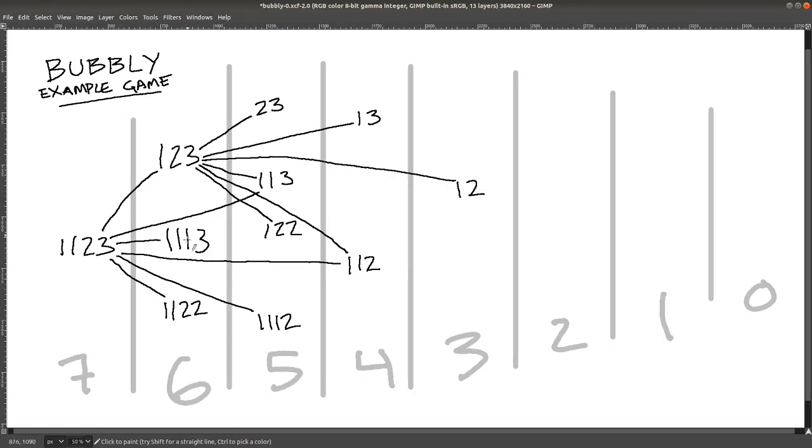Okay. Now, this one, if you remove 1 bubble, there's 3 ways you can do that to get to 1, 1, 3. Or you could remove 1 from the 3 and get 1, 1, 1, 2. If you remove 2 bubbles, you'll get 1, 1, 1, 1. And finally, you can remove 3 bubbles and get 1, 1, 1.